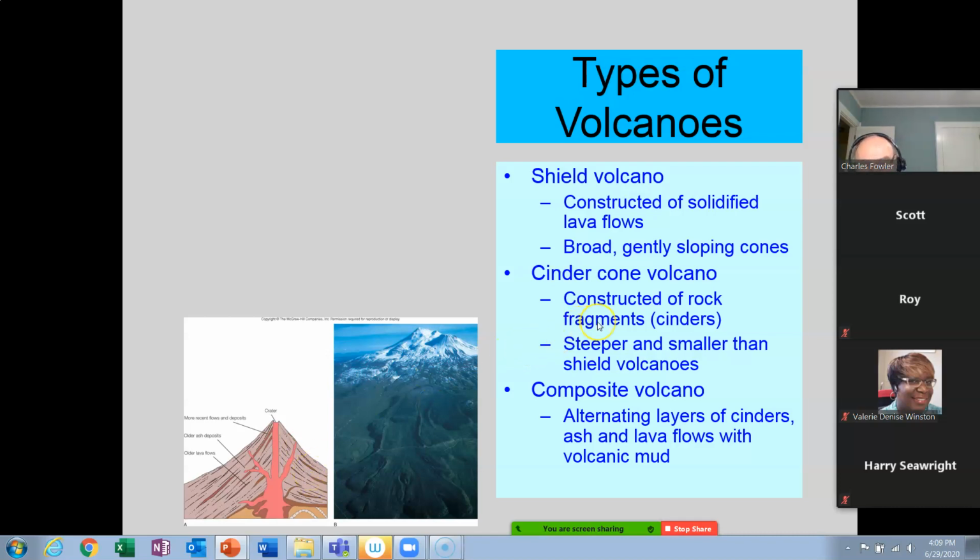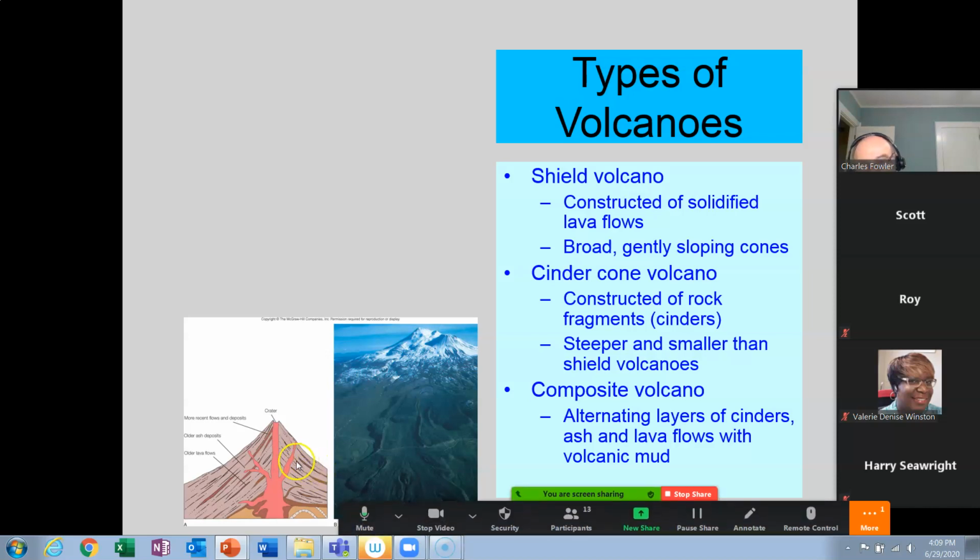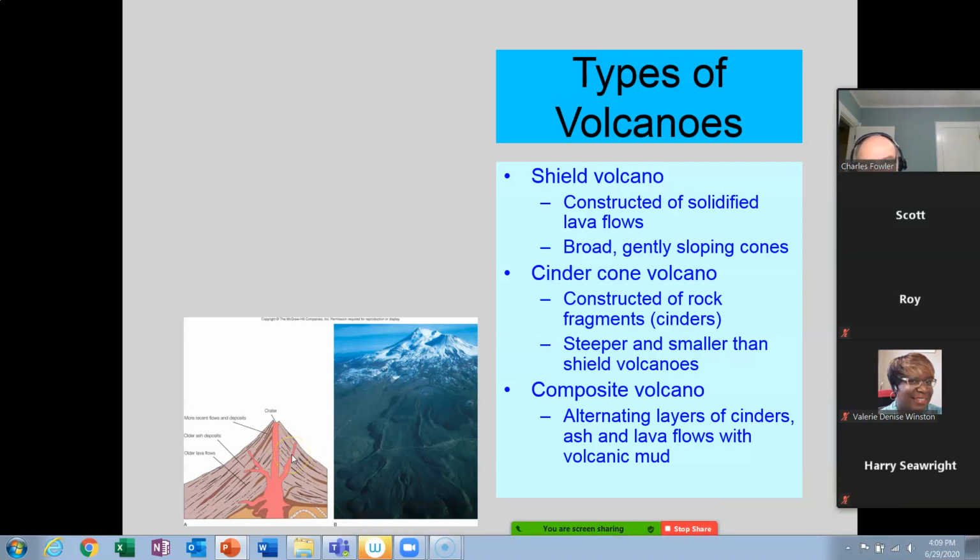Cinder volcano is almost totally cinders or rock fragments. The shield volcano is almost totally lava flows. The composite volcano is made out of both: alternating layers of cinders, which are rock fragments, and volcanic lava flows. Okay. Now, they say with volcanic mud. And that seems like a weird term there. And here's my guess, because they don't ever do a good job of describing this either.